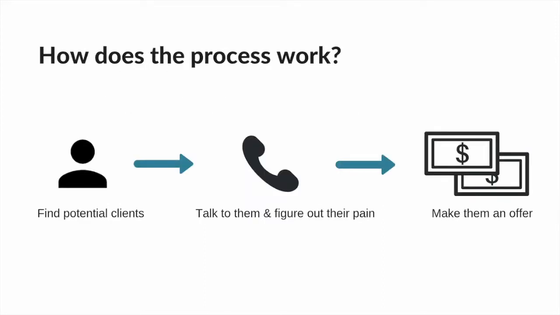So let me basically explain how the entire process works so that you can start getting clients. Well, step number one is you find potential clients, like let's say a restaurant owner. Number two, you talk to them and figure out what their pain points are. For example, a restaurant owner might complain that they're not getting enough customers. And the third thing you do is simply make them an offer.